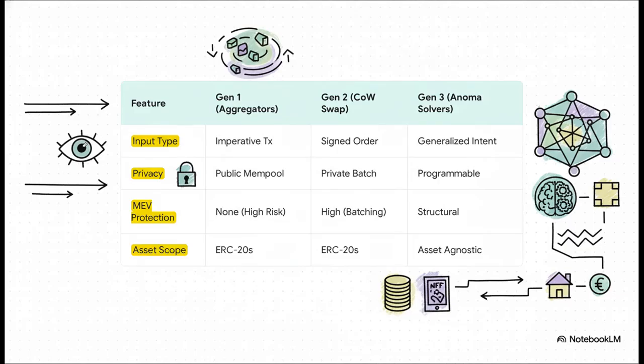This table does a great job of showing the evolution here. You can see in that first column, Gen 1 aggregators were just working with public transactions from the mempool, which is really just a public waiting room for transactions. That meant they had zero MEV protection.